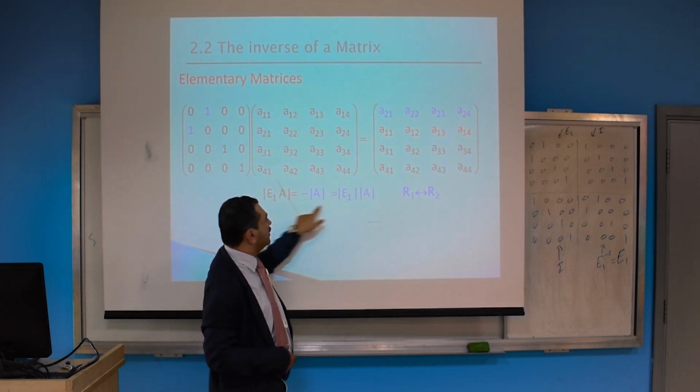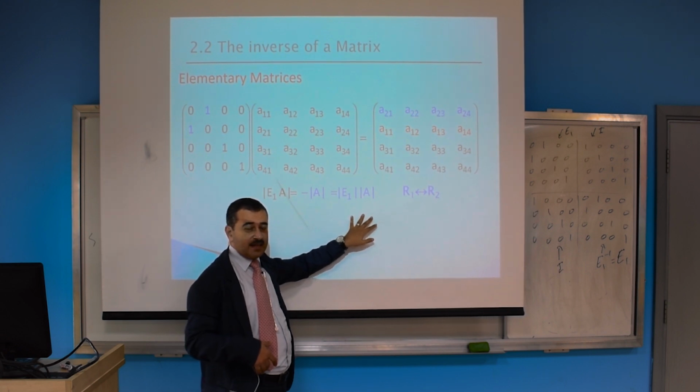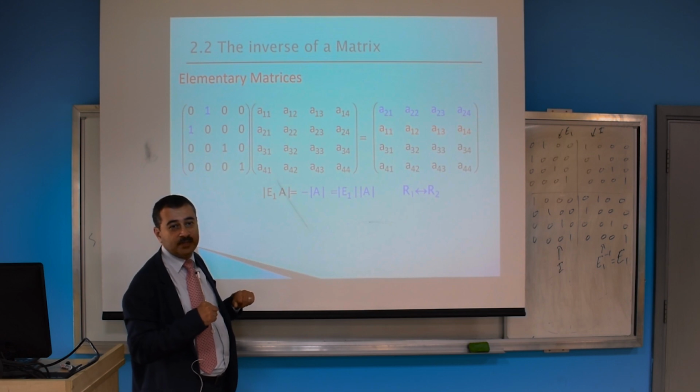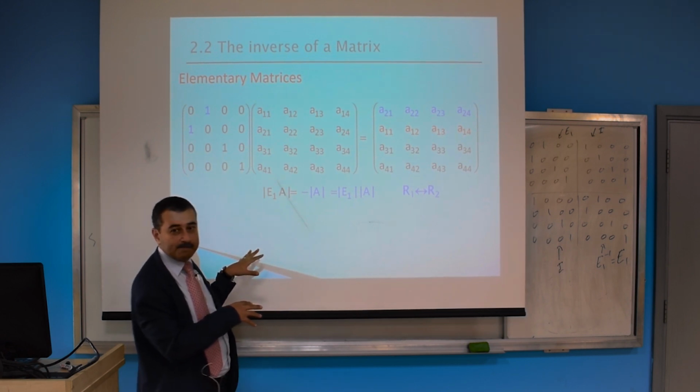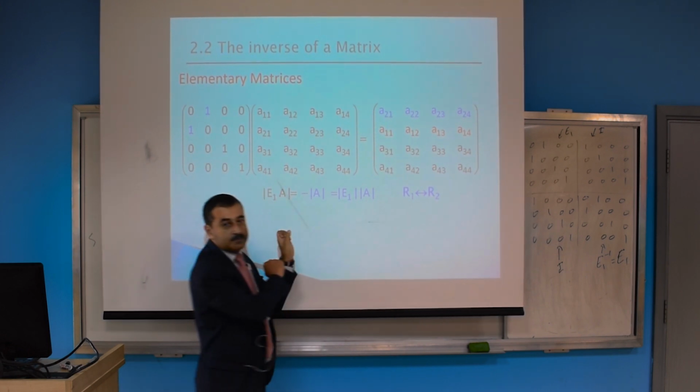Determinant of E1A equal determinant of E1 times determinant of A. Actually we said this as a property without proof. This is actually the beginning of its proof using the elementary matrices. So we ended up with this guy. This guy equal to this one.